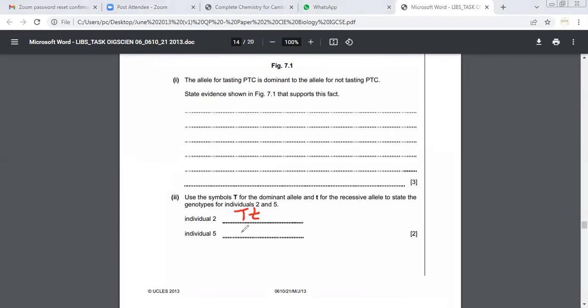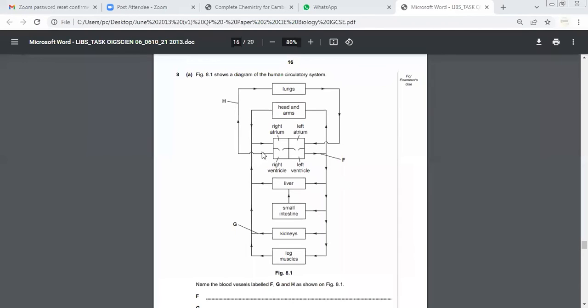Capital T, small t, and individual fifth, that is the boy, small t and small t. Another question is 8a. Question 8a, figure 8.1 shows the diagram of the human circulatory system.